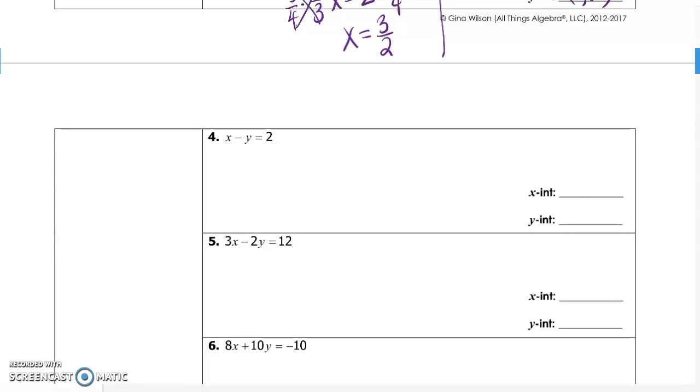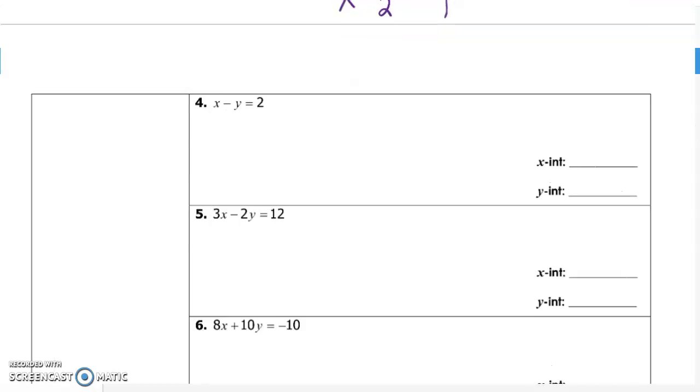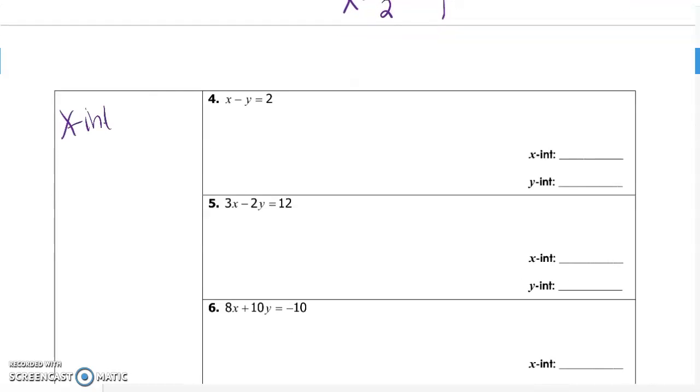This is page 4-12 notes. So we are going to find the x and the y intercepts. It might be helpful to look back on page 4-11 where it tells us how to find our x and y intercepts. I will also write it down here. For the x-intercept, you do y equals 0. For the y-intercept, you do x equals 0.